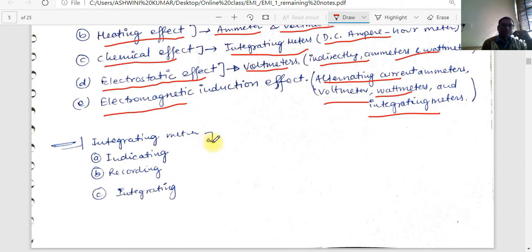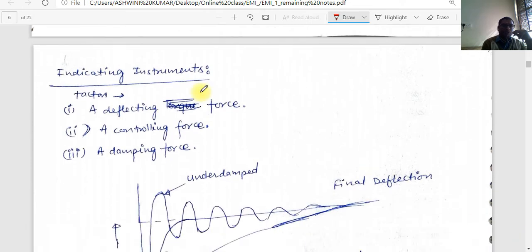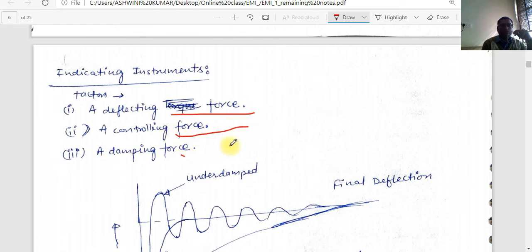The meters have categories: indicating meters, recording meters and integrating meters. This is a further category. For the indicating instruments, three forces act: the deflecting force, the controlling force and the damping force.